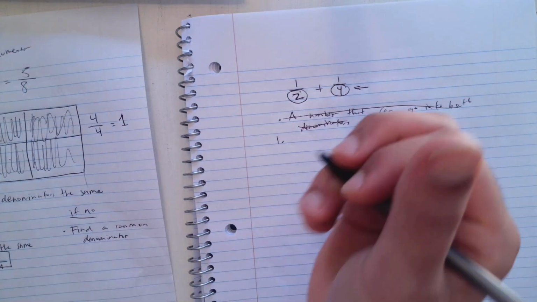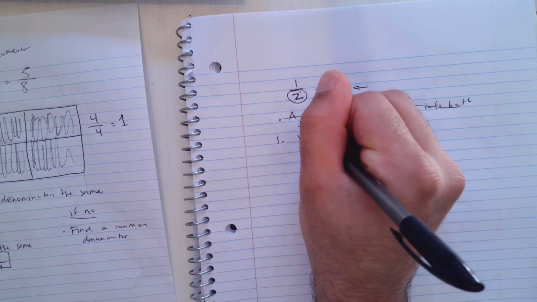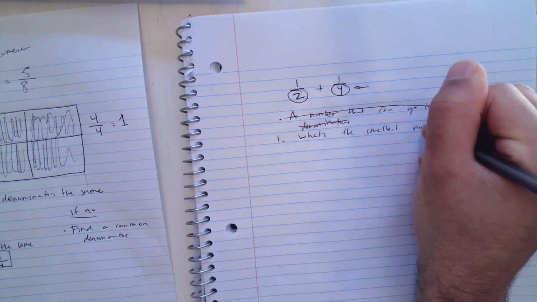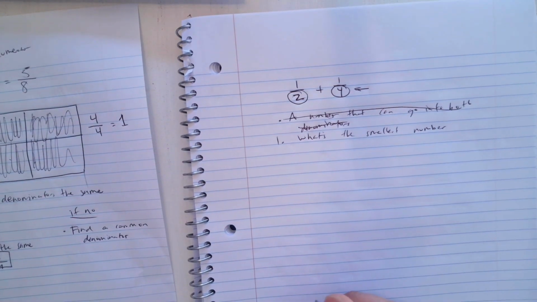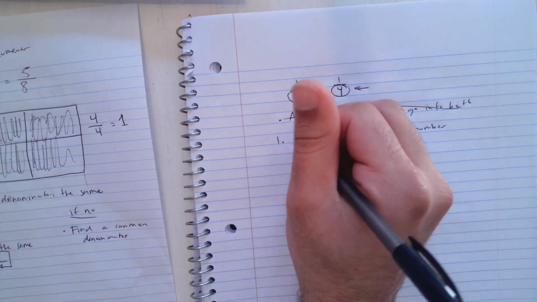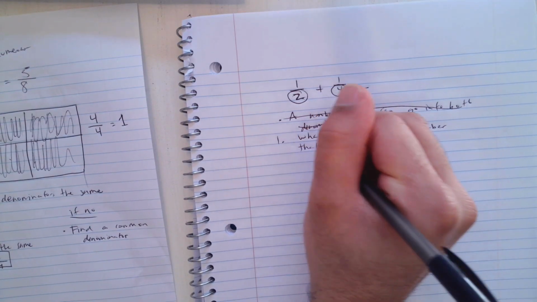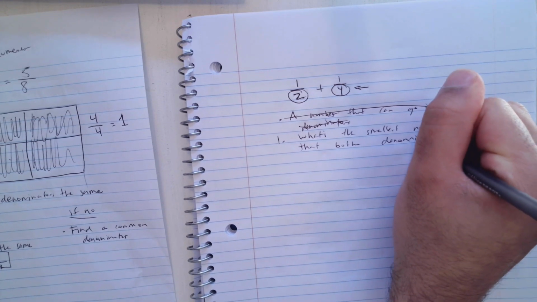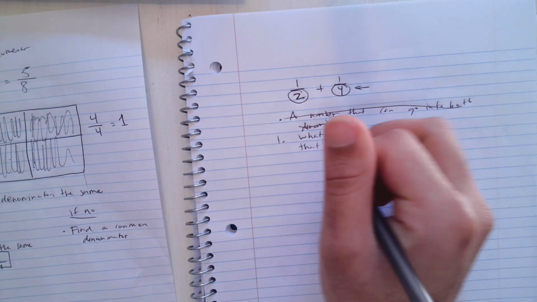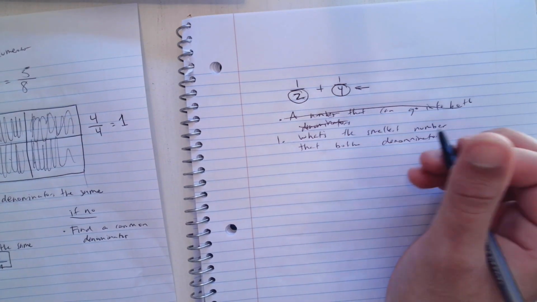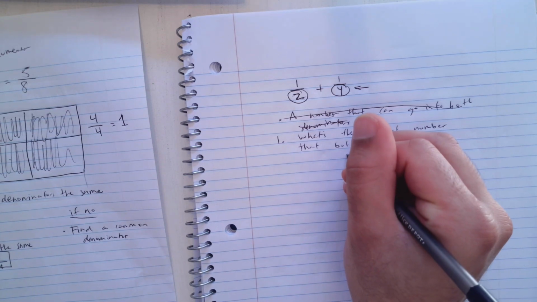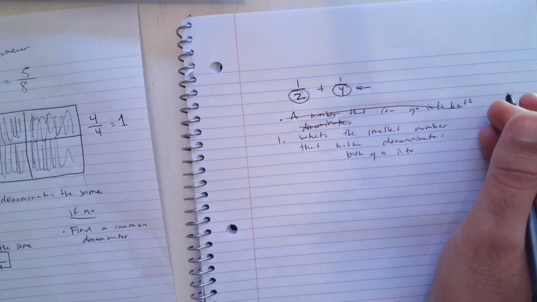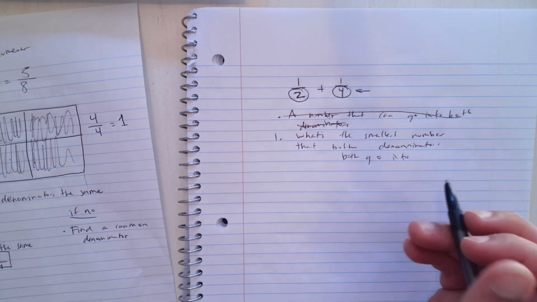I think the best way to say this is, what's the smallest number that both denominators both go into? And we'll elaborate that a little bit more next week.